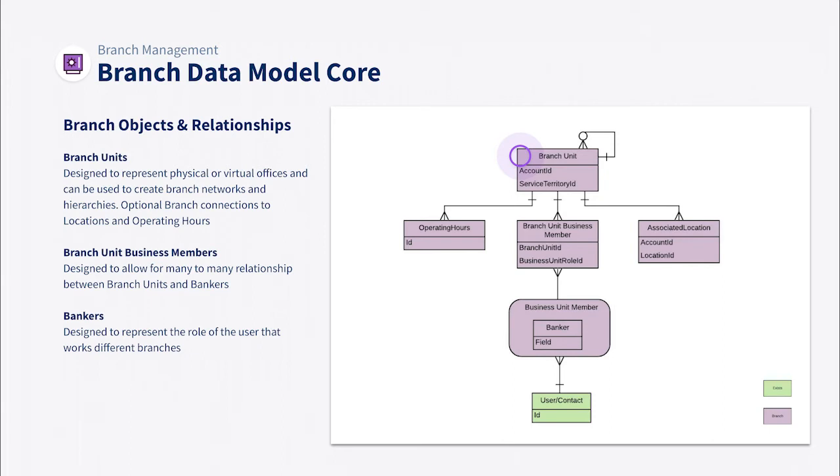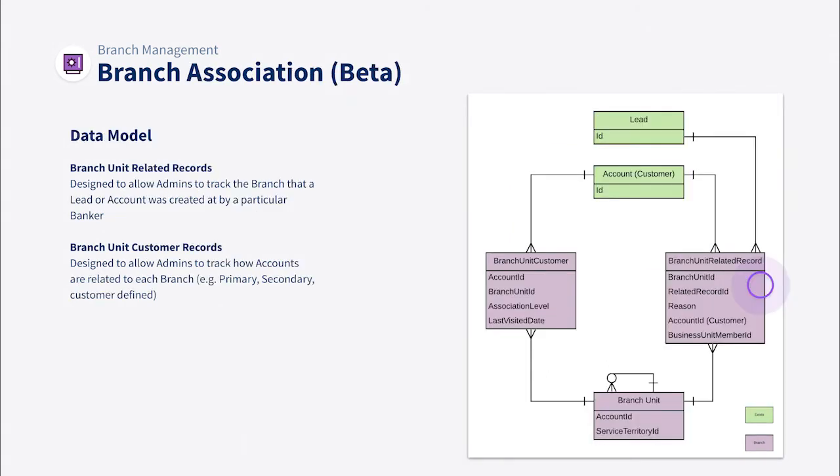The branch unit business member junction object is available for admins to represent a banker's participation in a physical or virtual branch. Note that a banker will have one branch unit business member record for each branch unit that they are assigned to work at. The banker object is available for admins to represent the role of a user who works at different branches. Great. Now that you understand the branch management core model, let's get acquainted with the parts of the association beta.